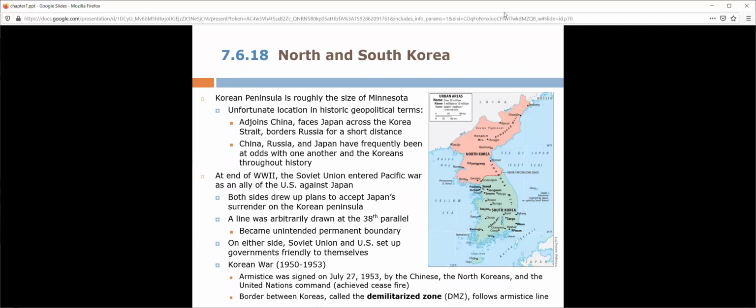North and South Korea, talked about this a lot before, and I don't need to go too much into it again. Oh, sorry, it's the 38th parallel, not the 49th. Maybe the 49th is Vietnam. I could be wrong. But yep, the Korean War happened.